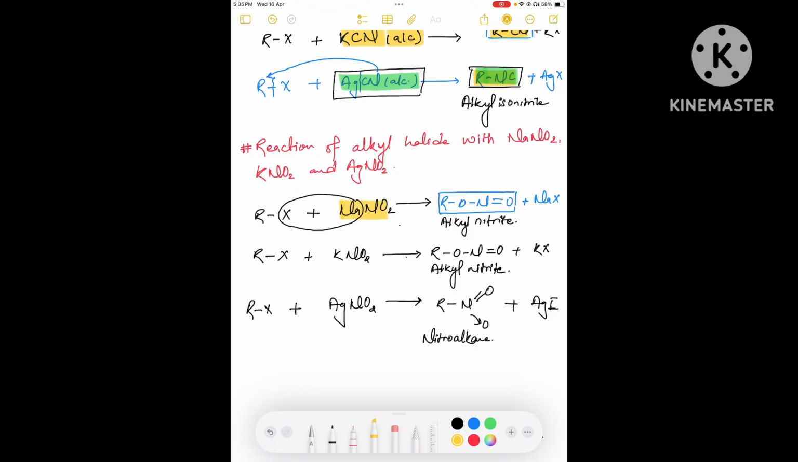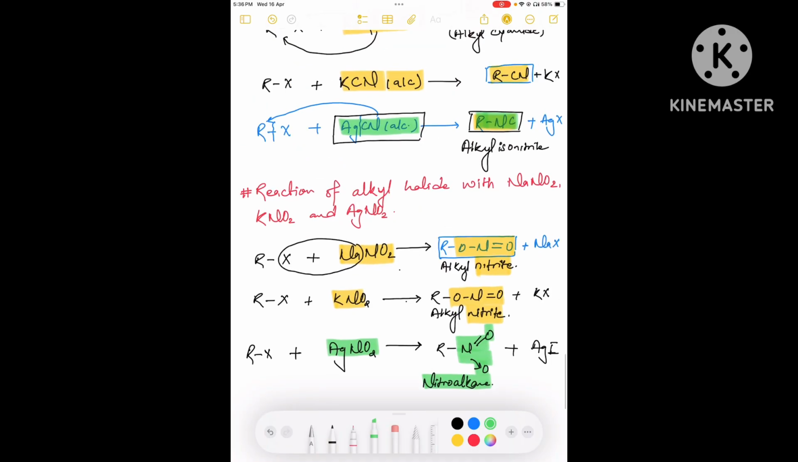If you have NaNO2 or KNO2, your product will be nitrite. But if you have AgNO2, your product will be nitroalkane, where the point of connection is N. So this is what you need to remember. These are the confusing points. NaCN and KCN give alkyl cyanide as the product, and if you have AgCN, your product will be alkyl isonitrile or isocyanide, RNC.